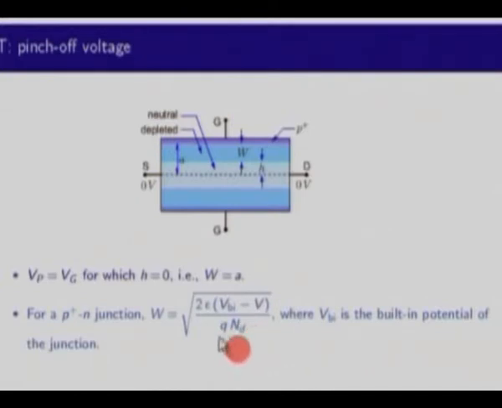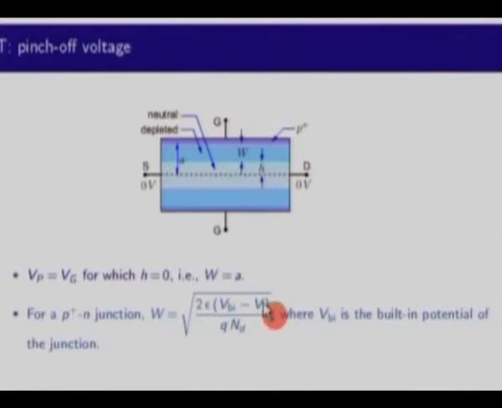And what does it have? It has epsilon for silicon, which is 11.7 times epsilon 0. Then it has the built-in voltage. The built-in voltage will actually depend on the doping of the P plus region and the doping of the N region. This is something like 0.8 volts, 0.9 volts, 0.95 volts and so on, of that order.